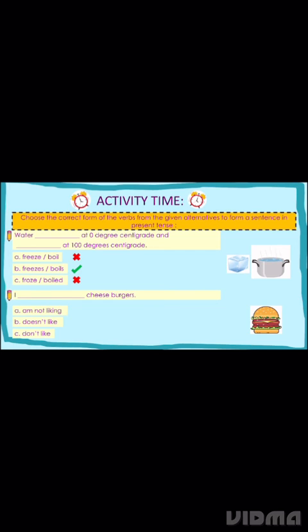Now let's have a look at the second sentence. I dash cheeseburgers. I is a pronoun, dash cheeseburgers. But here we have a negative sentence. So how are we going to add the verb? I dash cheeseburgers. What do you think our answer could be? I am not liking cheeseburgers. I doesn't like cheeseburgers. Or I don't like cheeseburgers. Excellent. Our answer is I don't like cheeseburgers.